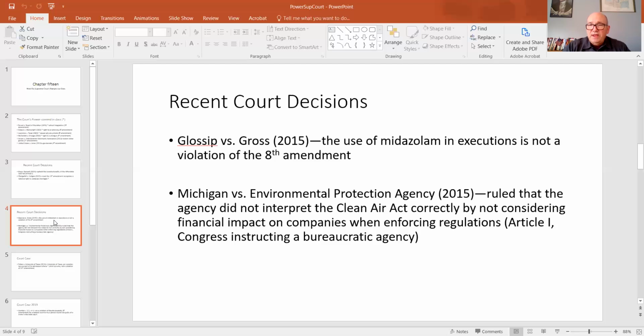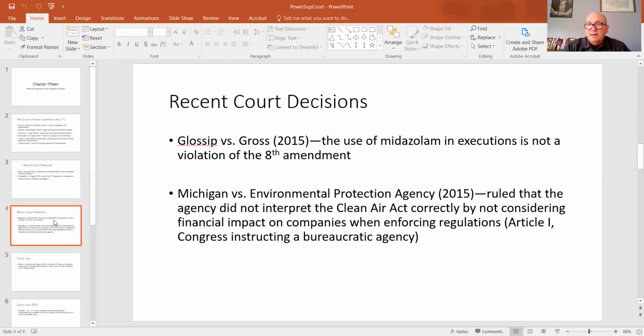We can also see some other interpretations. I throw in the case Glossip v. Gross in 2015, dealing with the drug midazolam, and whether it could be used in executions. This was not part of the original cocktail for executions under lethal injection, but could it be included, or would it be a violation of the Eighth Amendment?